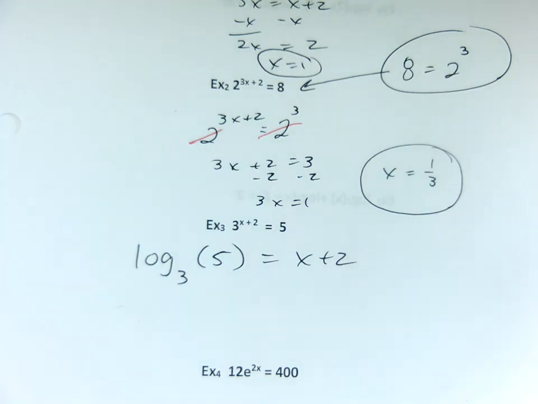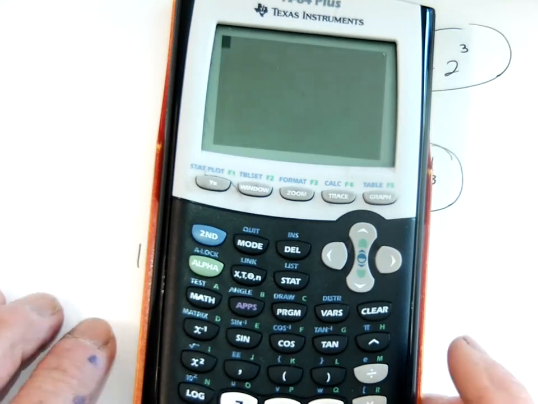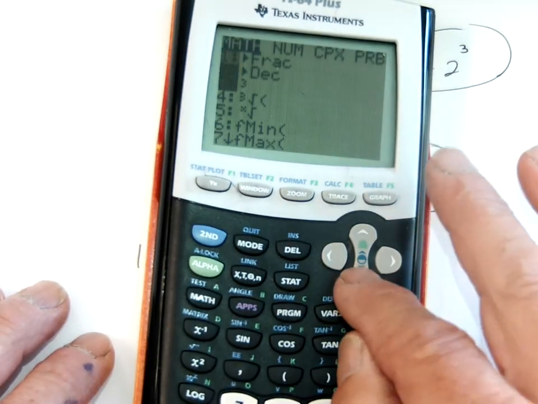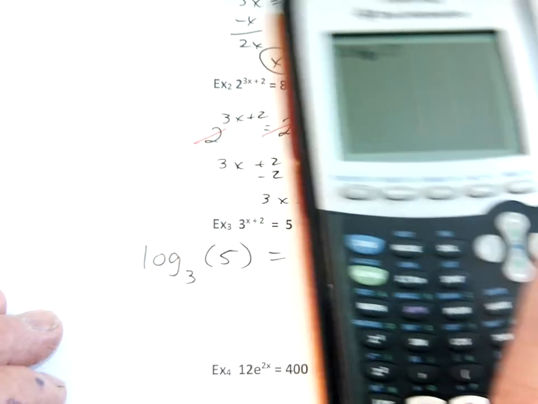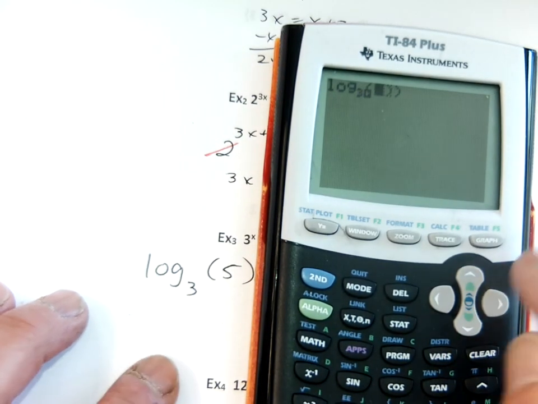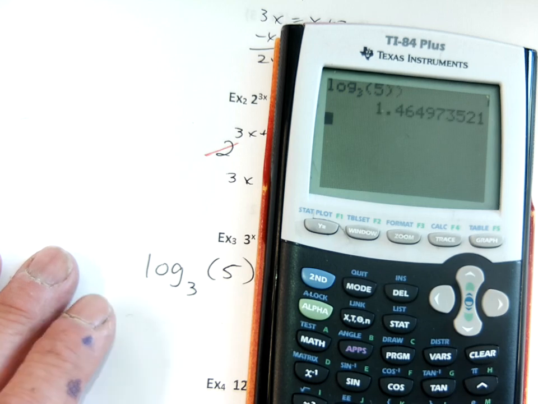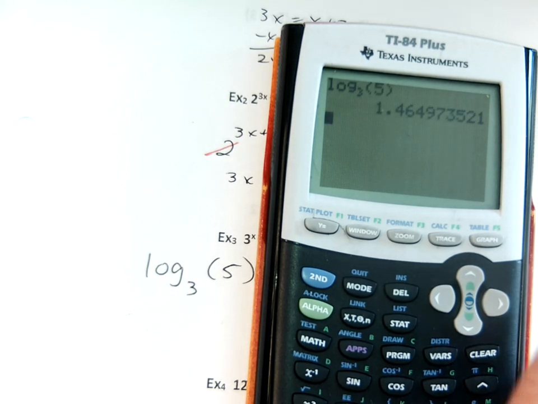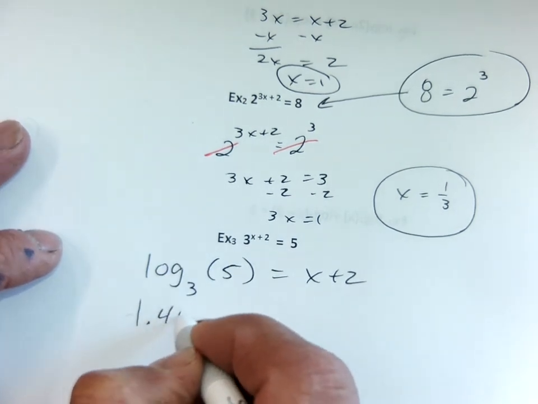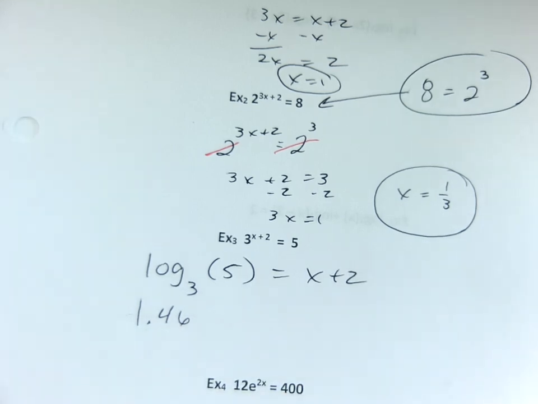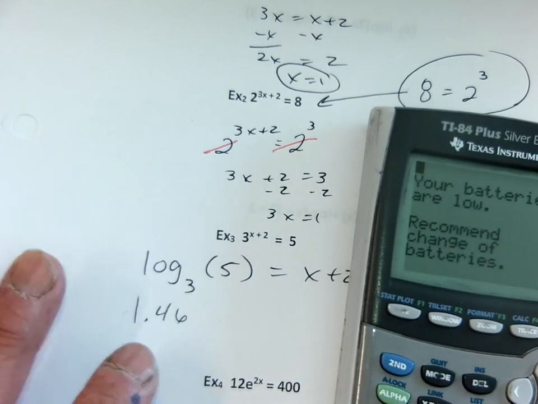So if you have the new calculator, you just go to math, right? I'm going to go to log base 3 of 5, and I get an answer, about 1.46, okay? So you have about a 1.46.